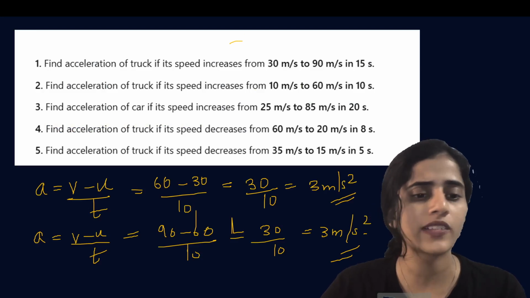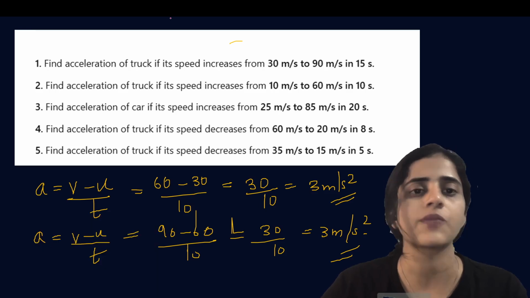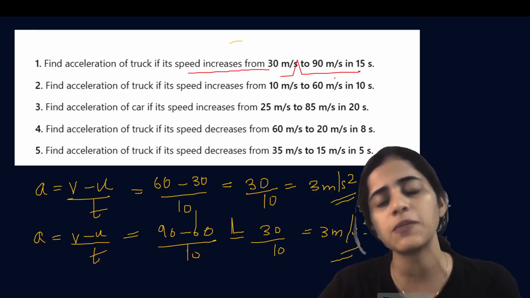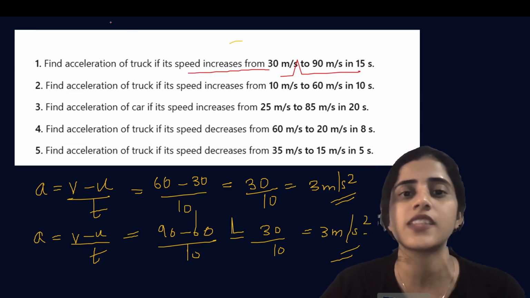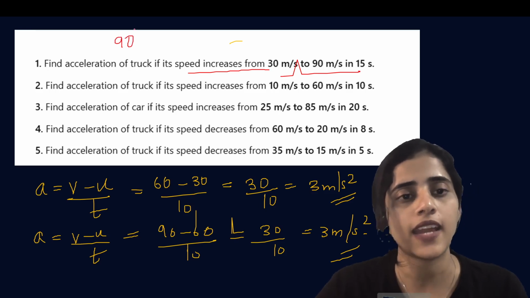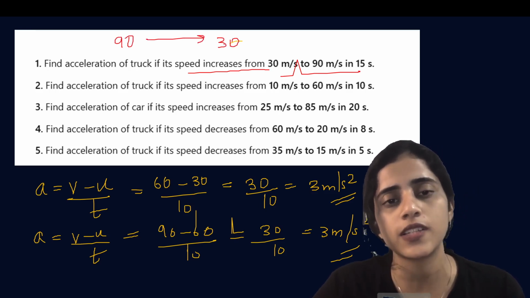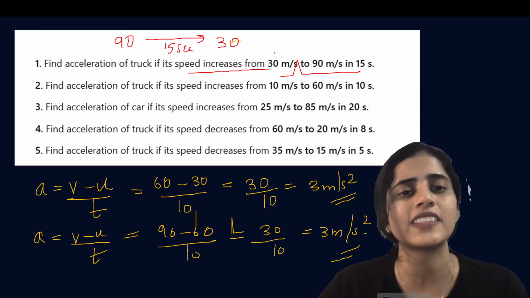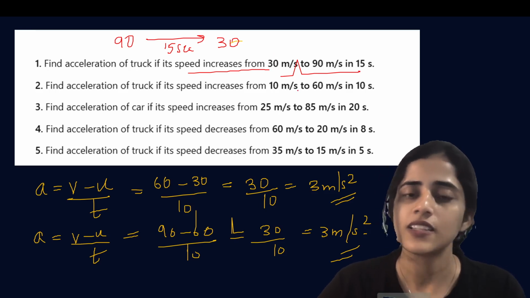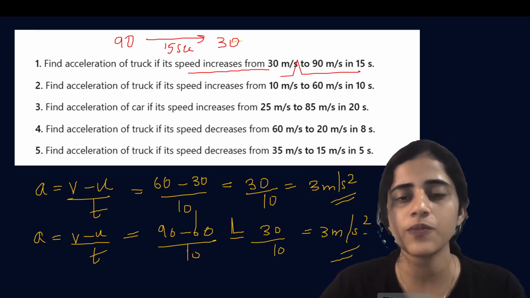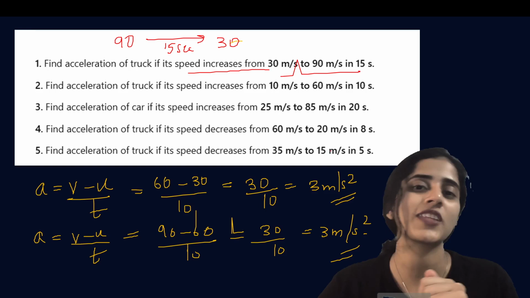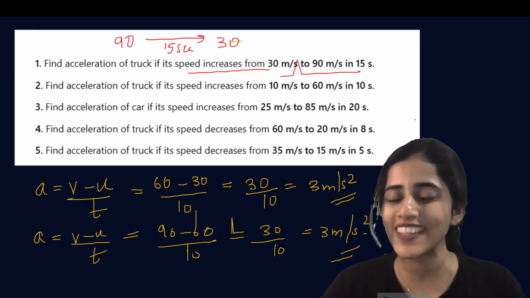You can definitely work them out. We will just solve one. Find the acceleration of a truck if its speed increases from 30 meters per second to 90 in 15 seconds. So, what happens? It goes from 30 to 90 in 15 seconds. So you can just do 90 minus 30 by 15. Simple as that. Similarly, you can try to solve all the other questions and let me know the answers in the comment box.